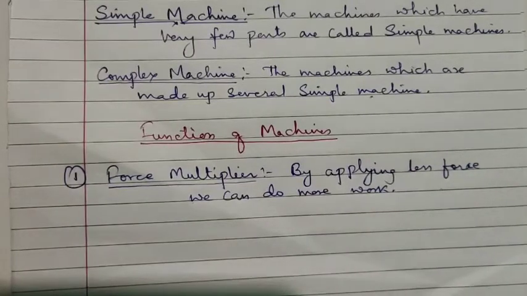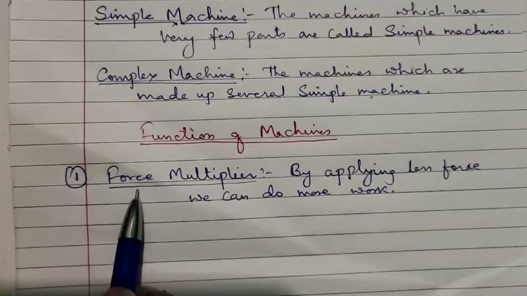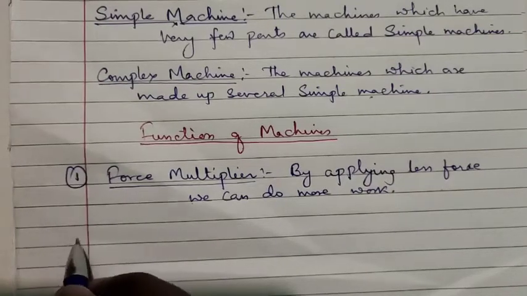Let me give you one example. Suppose we want to lift a heavy load which we cannot lift by our hand, how can we lift that load? By using a machine, that is a pulley. It means we are applying less force and we are doing more amount of work. That's why the very first function of a machine is force multiplier.